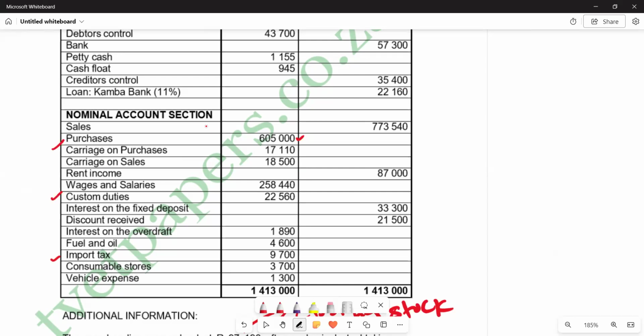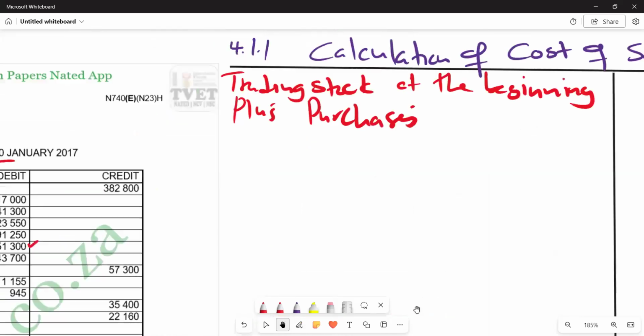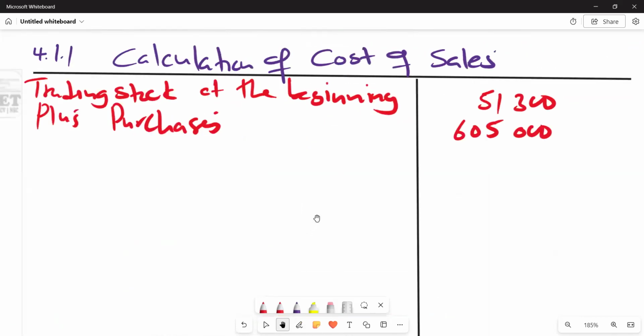So we are supposed to say purchases 605,000. We add our carriage on purchases, which is 17,110, and then we add our customs duties 22,560, and then we've got import tax 9,700. So this is what we have. So we go and just list them beneath our purchases. So we are saying after purchases, we would plus carriage on purchases.